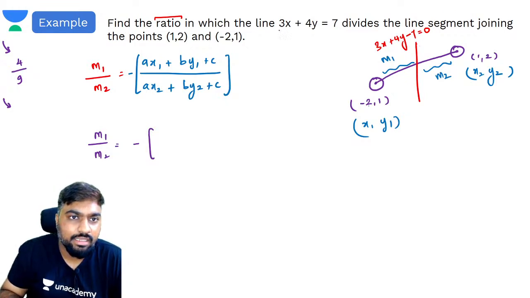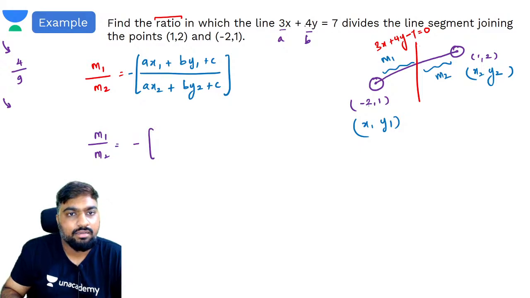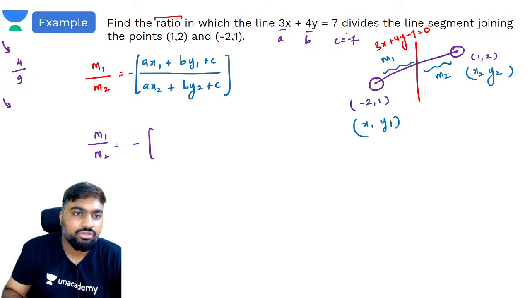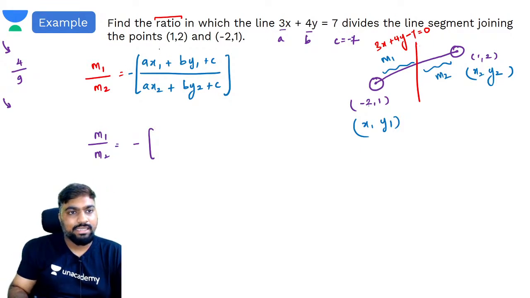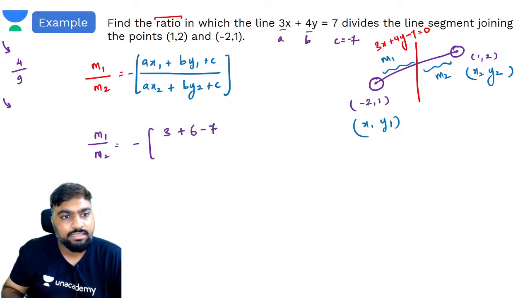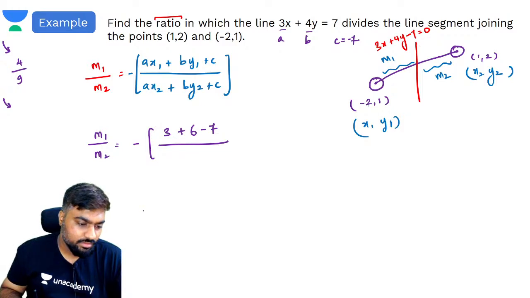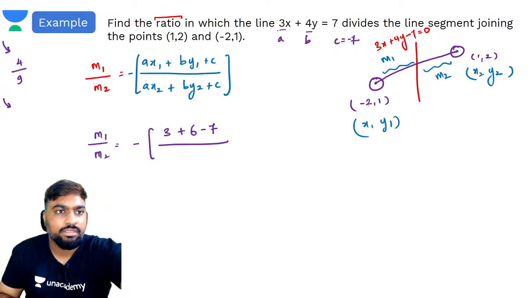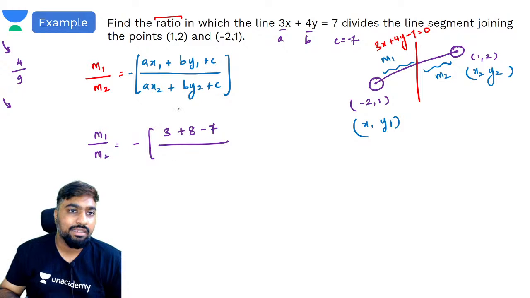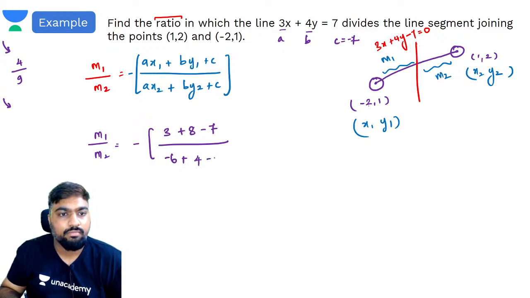What is a here? a is 3, b is 4, and minus c is 7, so c becomes -7. You have to be careful about that. c will become -7. This is a very common issue. So a times x1 is 3 times 1, plus b times y1, 4 times 2 which is 8, minus 7, divided by 3 times minus 2, which is minus 6, plus 4 times 1, 4, minus 7.